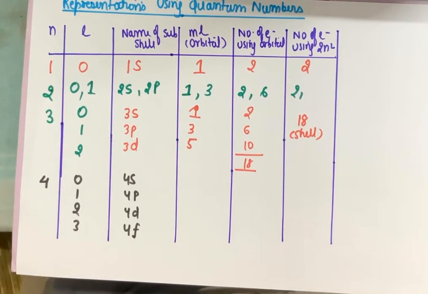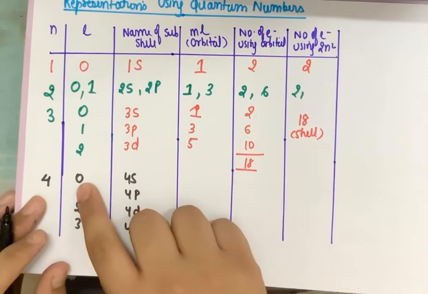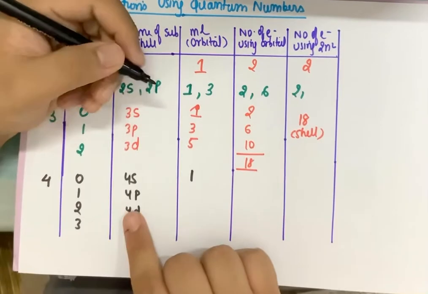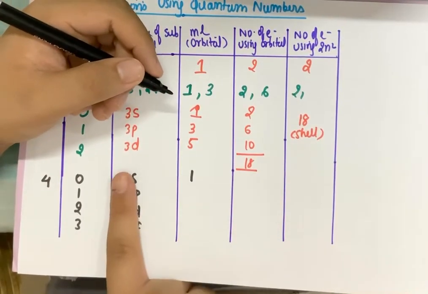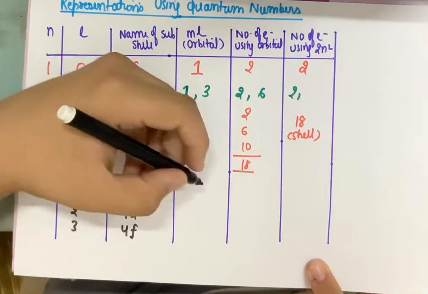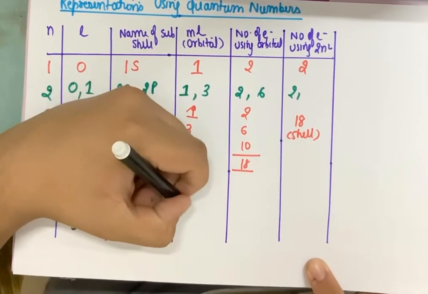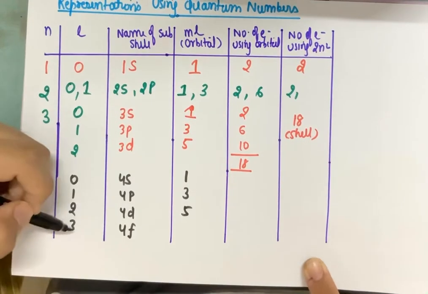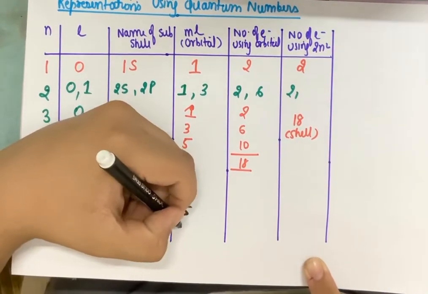Okay. Now, for 4s, what are the number of orbitals? 2l plus 1. हमें सिर्फ l पे ध्यान देना है. 2 into 0 plus 1, 1. 4p में p को देखो सिर्फ, 4 को मत देखो. p में 1 है. Okay. So we get 2 into 1 plus 1, 3. 2 into 2 plus 1, 5. And for f, you have 3. 2 into 3 plus 1, that is 7.